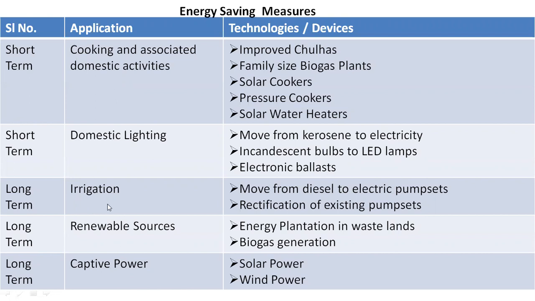And then long-term could be in irrigation, move from diesel to electric pump sets, rectification of existing electrical pump sets. Then another long-term will be renewable energy sources, energy plantation in wastelands, and biogas generation can be explored. Another long-term could be captive power generation. The village itself can have a solar power plant and wind power plant if you can really pull up some resources and do this kind of thing. So ultimately, you will be giving a short-term and long-term plan.